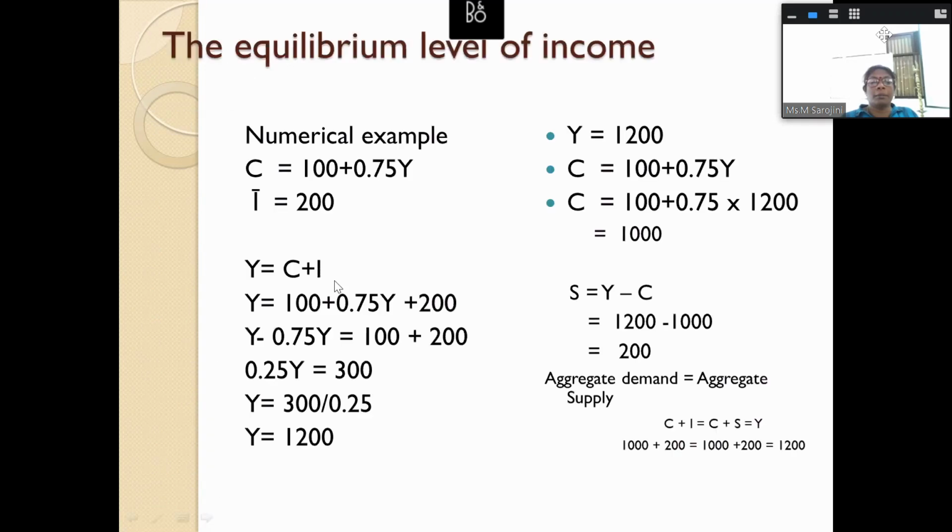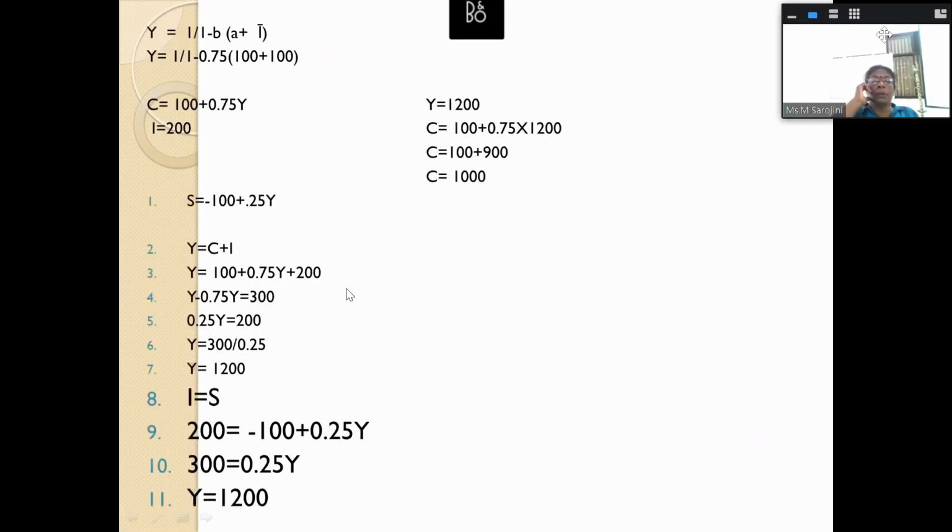These are the information given to you: C is equal to 100 plus 0.75Y and I is equal to 200. Using this information, can you derive the national income of this economy? Do it quickly. Find the national income.